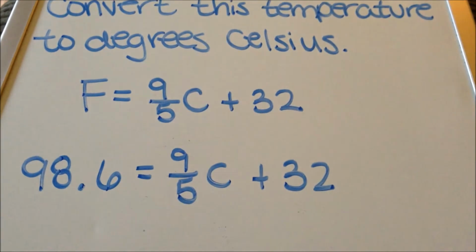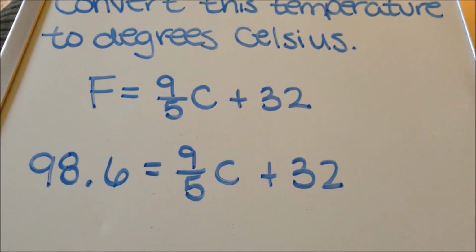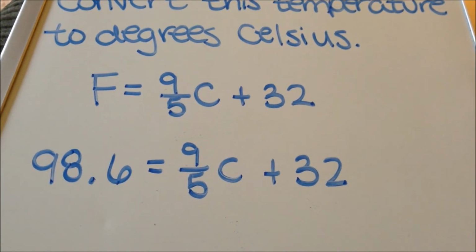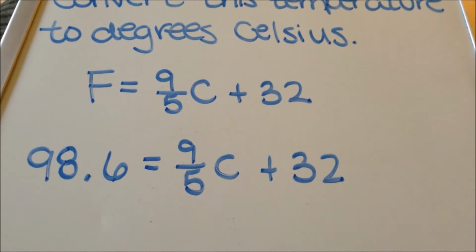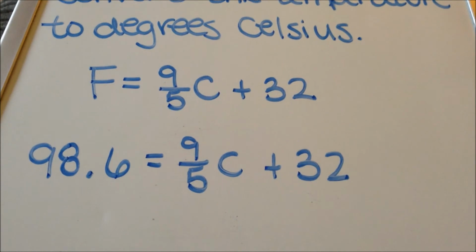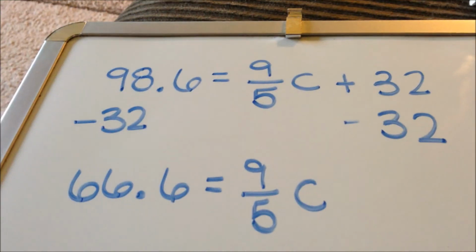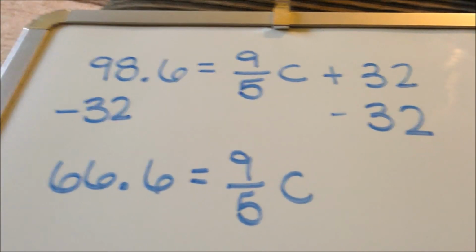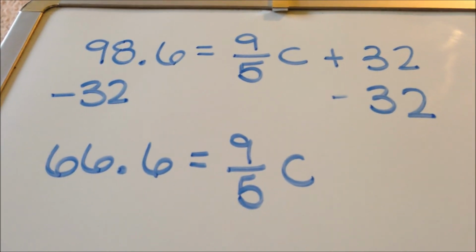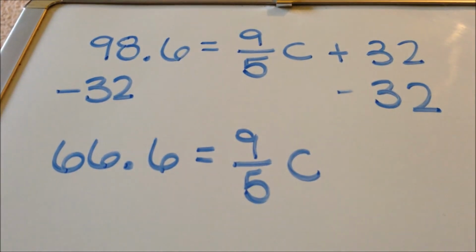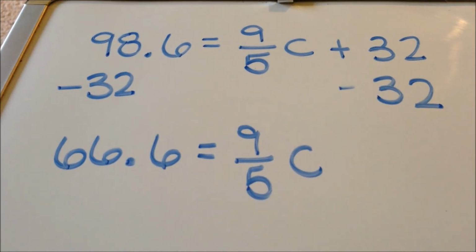Start by plugging in the information we know. We know that the degrees Fahrenheit is 98.6. Set that equal to 9/5 times C plus 32. Now let's solve for the value of C. Step 1 involves getting rid of the 32. Subtract 32 from both sides of the equal sign. We end up with 66.6 equals 9/5 times C.